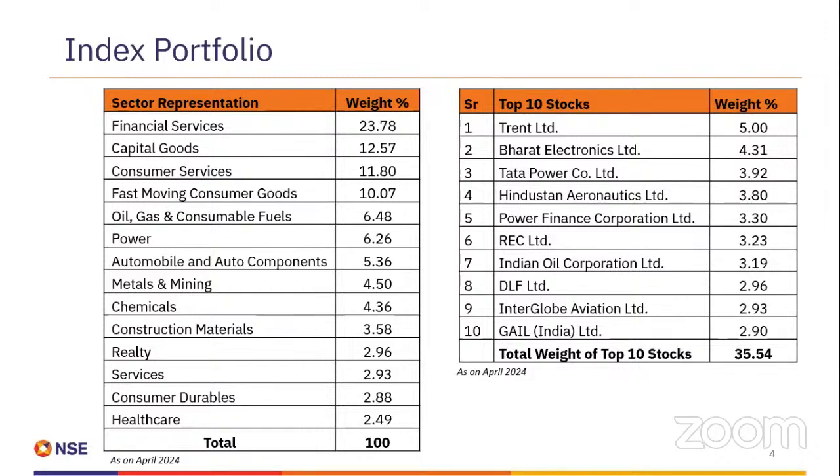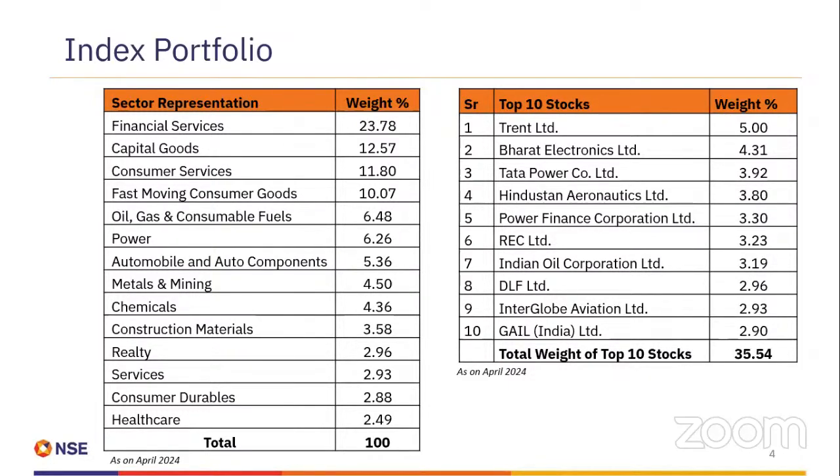If you see the Nifty 50 index, which is the larger index, you don't have any representation from capital goods and consumer services. Financial services is definitely common to both indices, but capital goods and consumer services are the two sectors available only in Nifty Next 50 as of now. As the portfolio stands today, these two sectors are unique to this particular index.